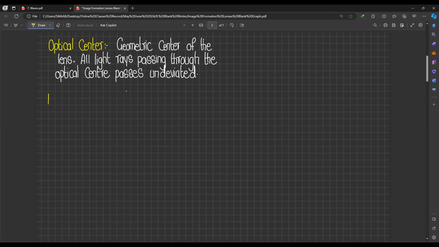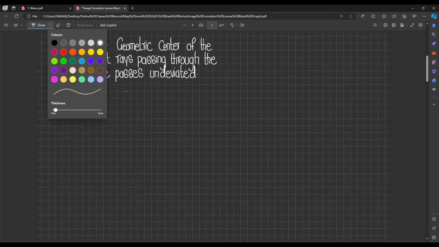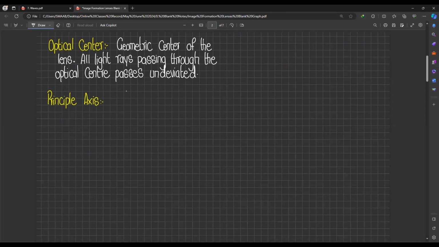Second, we have the principal axis, that's the central line. For the principal axis, we consider that it is only an imaginary line, just for our reference. We know that in a lens there is not any line in the center. So that is just for our reference, an imaginary line.